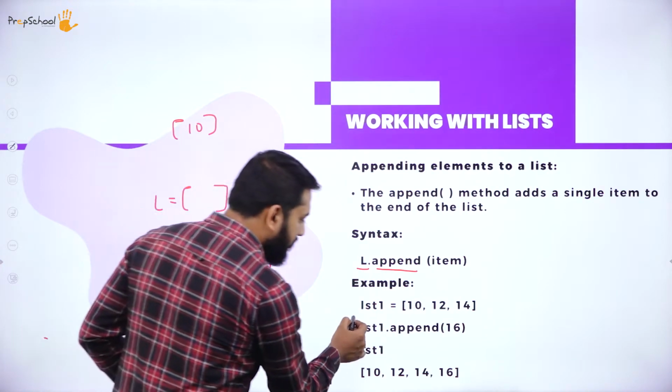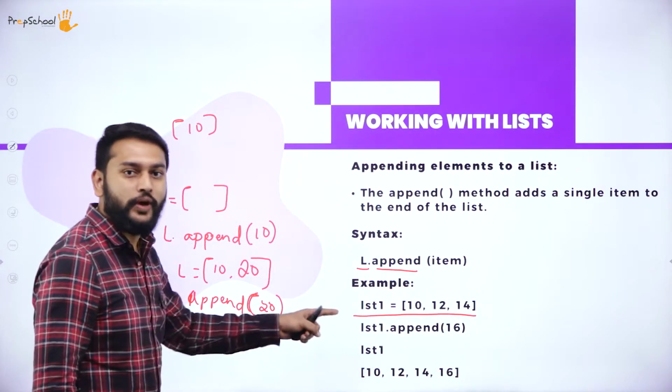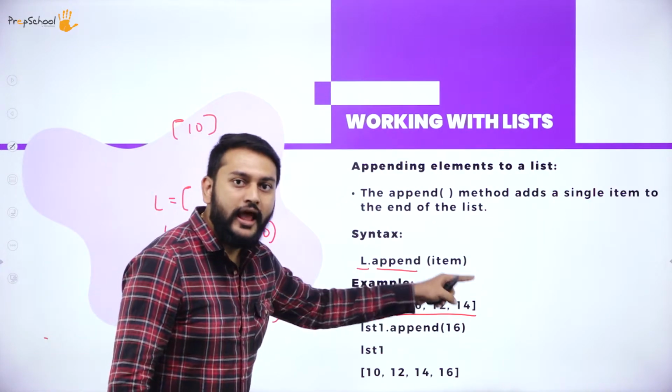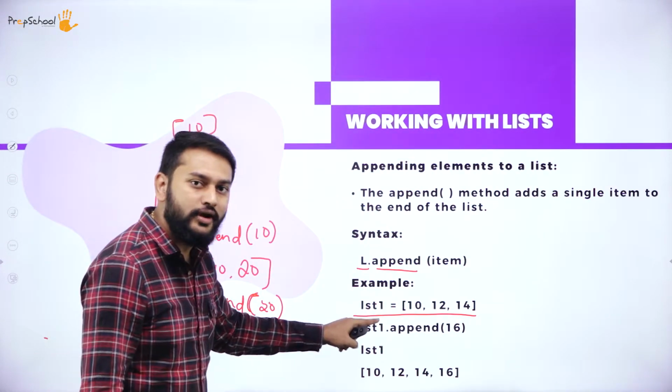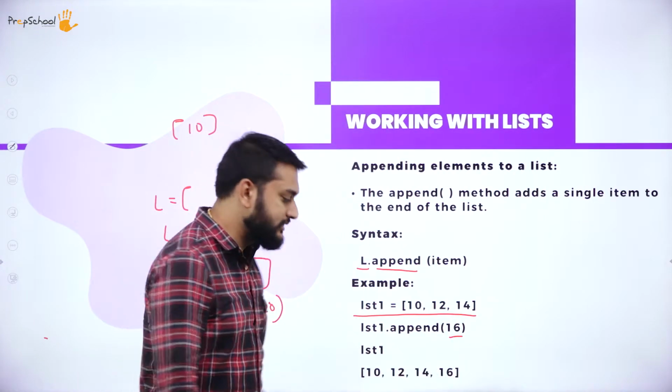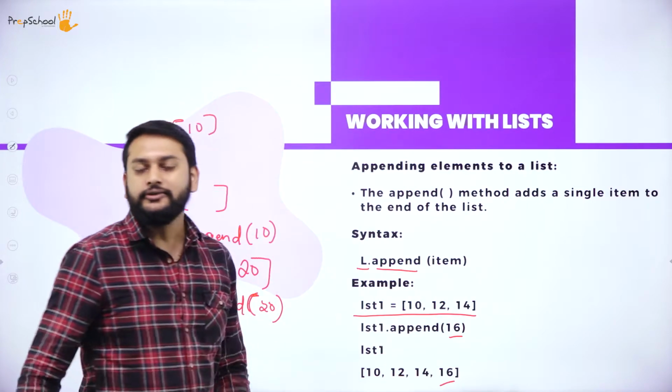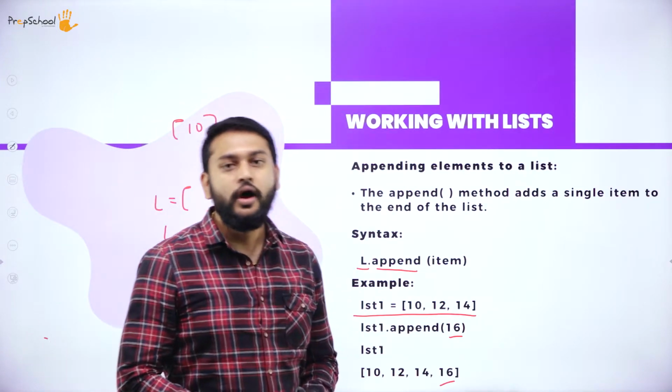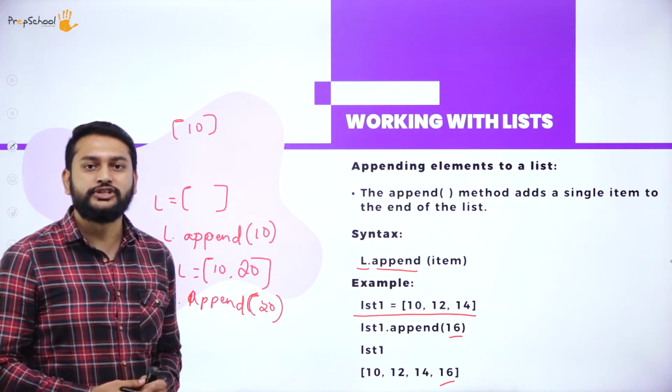So please observe here. This is the list that I have, list1. So I have 10, 12 and 14. So I'm performing list1.append(16). So 16 will be appended. Appended in the sense what? Added at the end of the list. This is how I perform the append operation with the list.